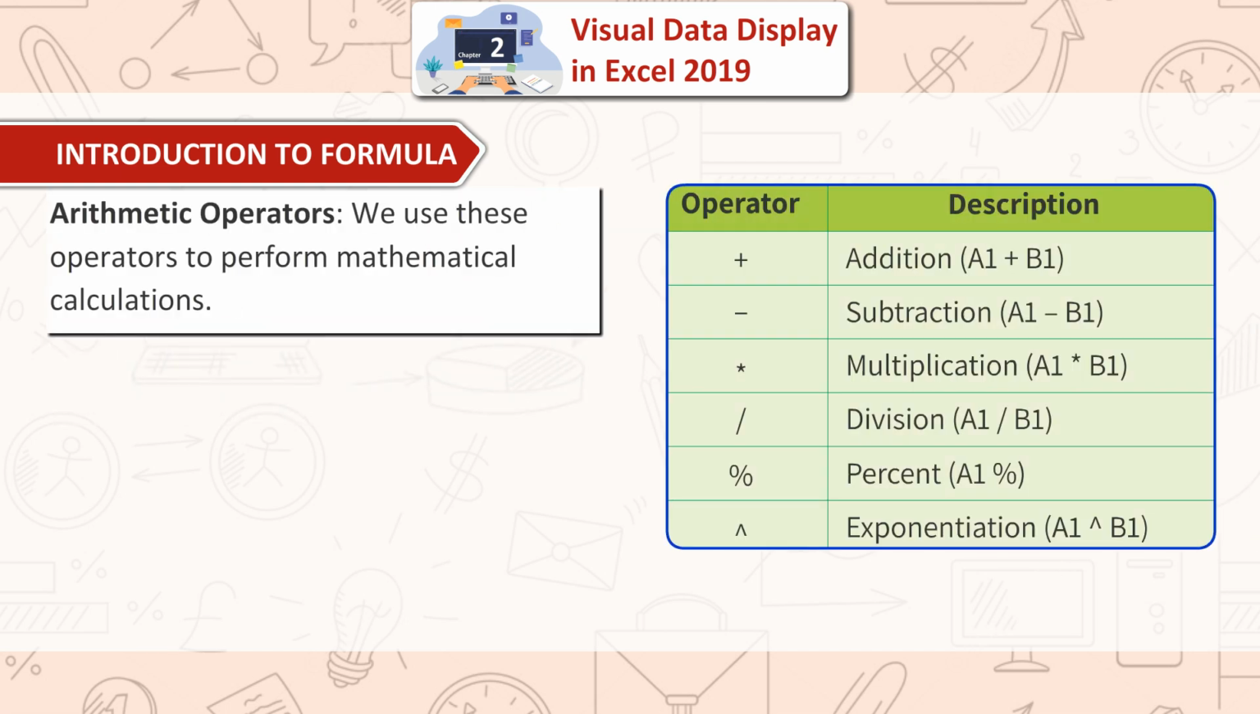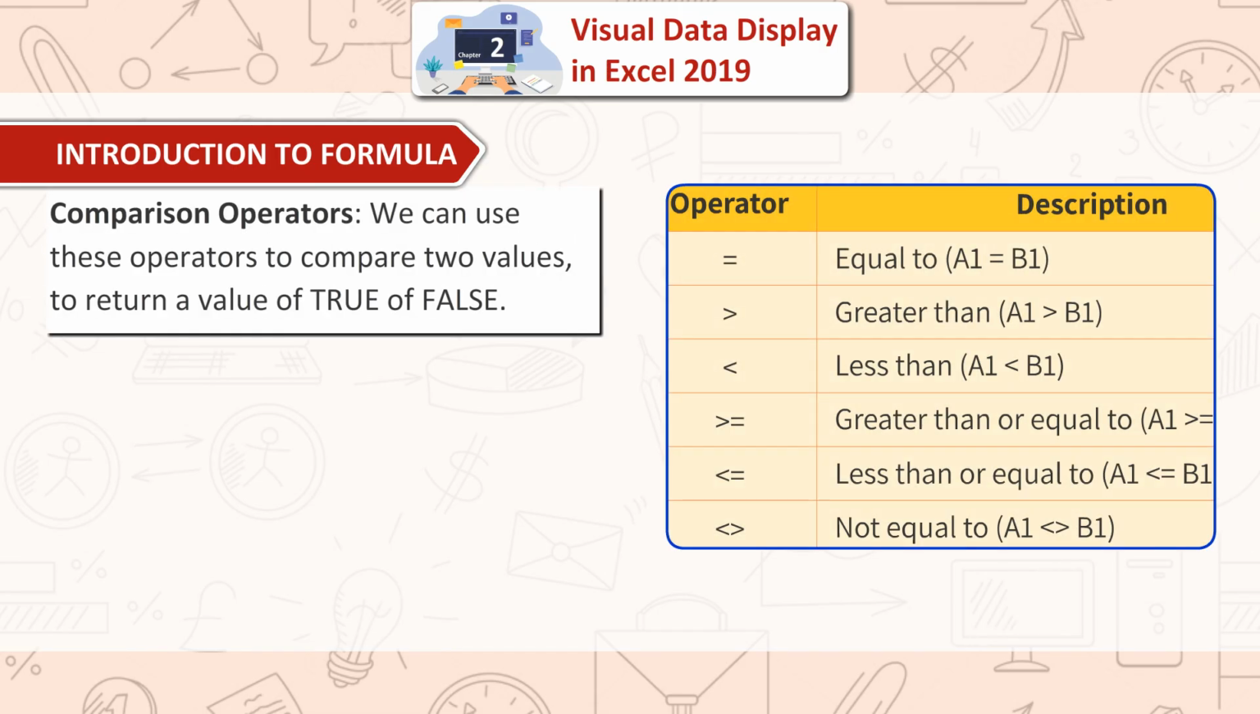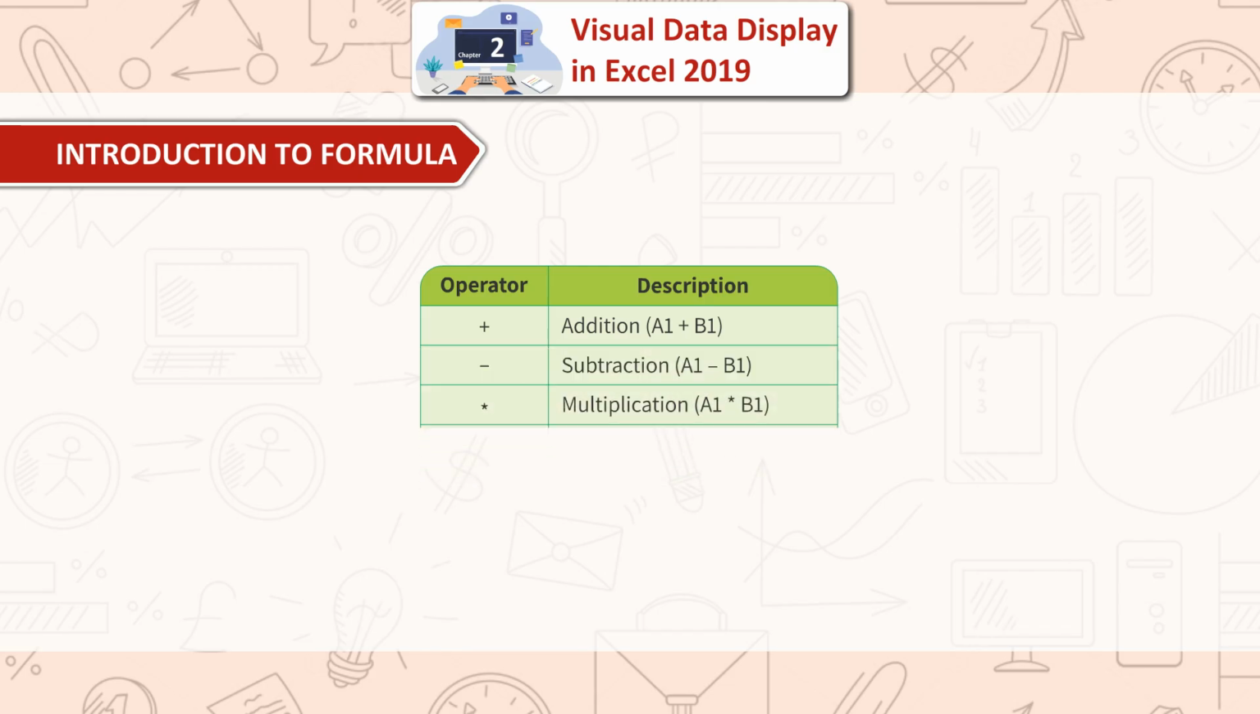Arithmetic operators. We use these operators to perform mathematical calculations. Comparison operators. We can use these operators to compare two values to return a value of true or false. Operator description. Addition: A1 plus B1. Subtraction: A1 minus B1. Multiplication: A1 multiplied by B1. Division: A1 divided by B1. Percent: A1%.